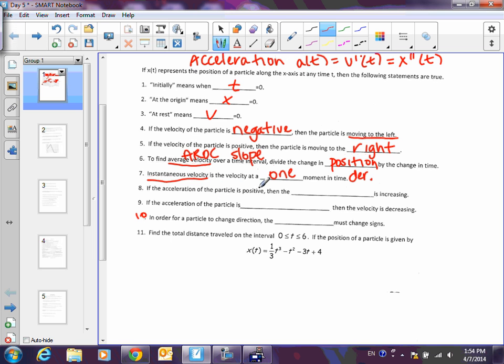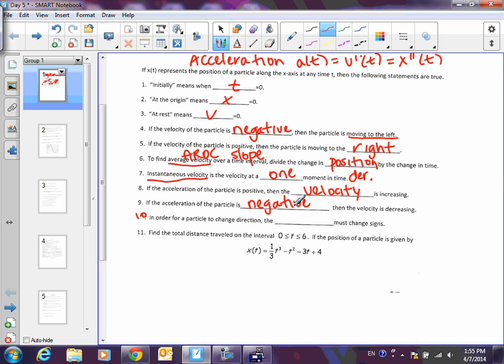Okay, acceleration. If the acceleration is positive, then what? Velocity is increasing. And then likewise, on the flip side, if acceleration is negative, then the velocity is decreasing.